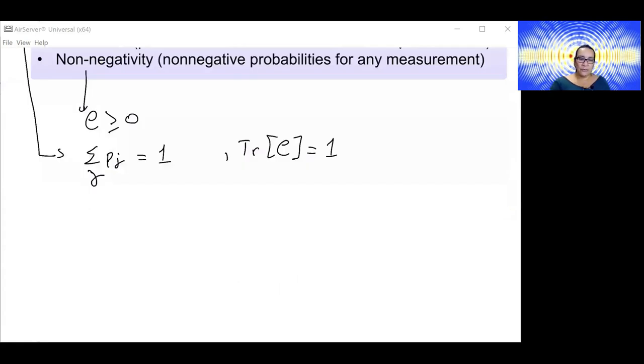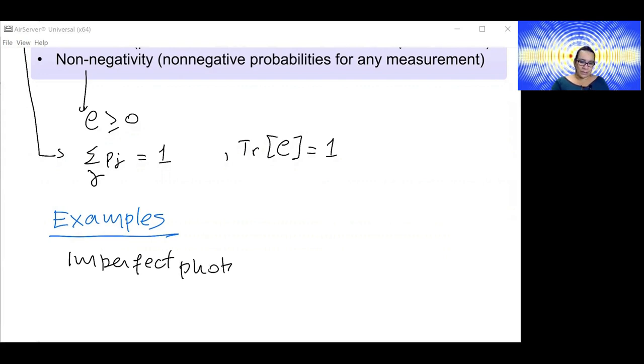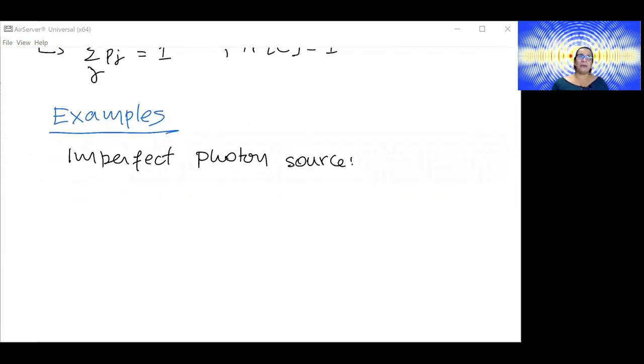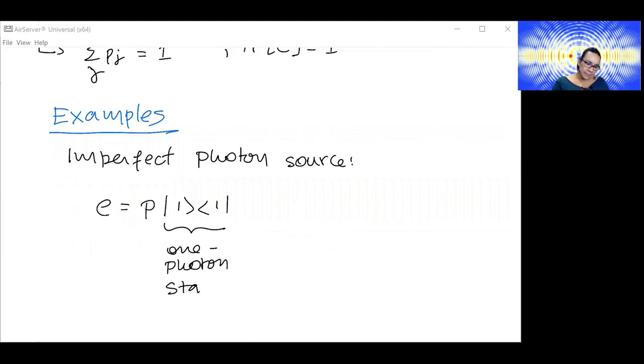And as an example of use for these density matrices and density operators, let's consider, for instance, an imperfect photon source. So we're going to create a photon, and this is going to be created with probability P. So this means that you're going to have P projected onto a state of one photon. So this is one photon state. And you're going to have 1 minus P, that nothing happens, so you keep 0 photons.